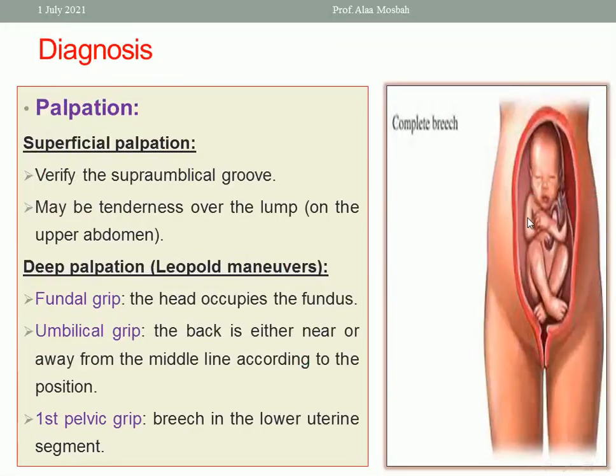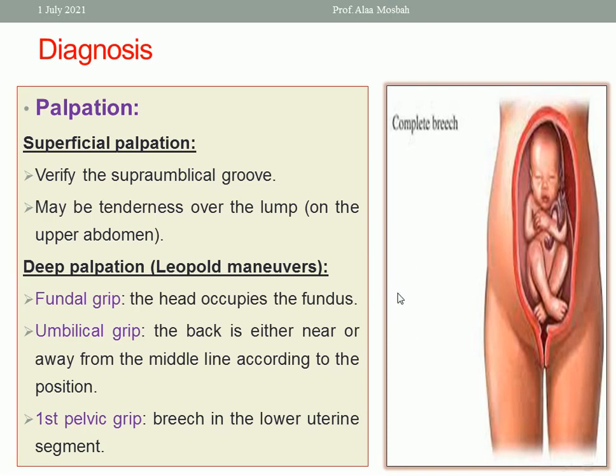By superficial palpation, we can feel this supraumbilical groove. Also, we can find tenderness over the lump in the upper abdomen. Deep palpation by Leopold maneuvers: the fundal grip will feel the head occupying the fundus with the criteria of the head: hard, round, tender, ballottable, smooth surface. Okay?